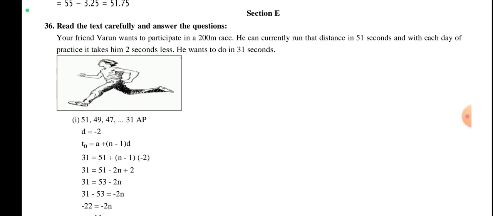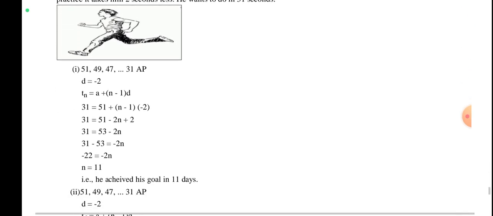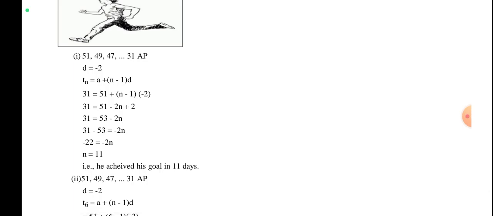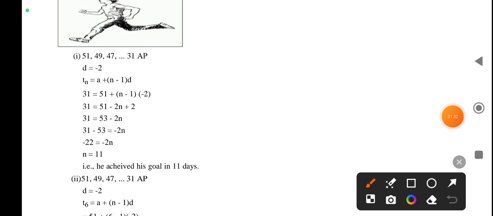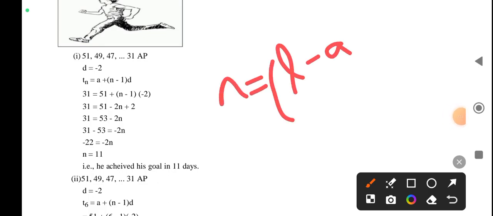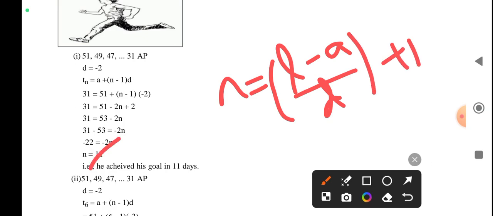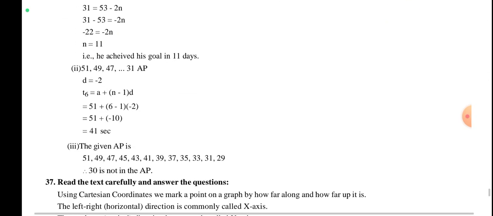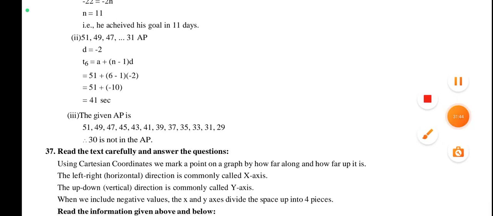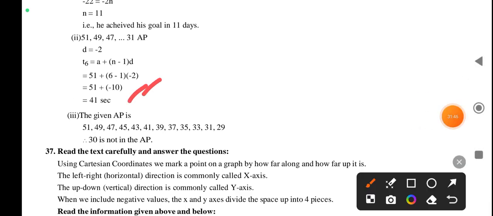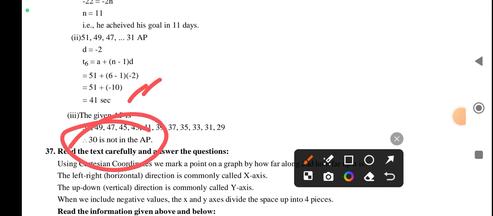36th question, AP. We are substituting in the AP. We know the things and get n. They applied an equals a plus n minus 1 d formula. Even you can apply n equals l minus a by d plus 1 formula also to get the value of n. Second subdivision, 41 seconds getting it. Whether the given AP is there or not, you have to say 30 is not in the AP, you have to consider.